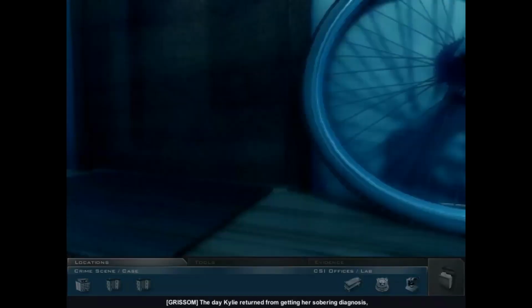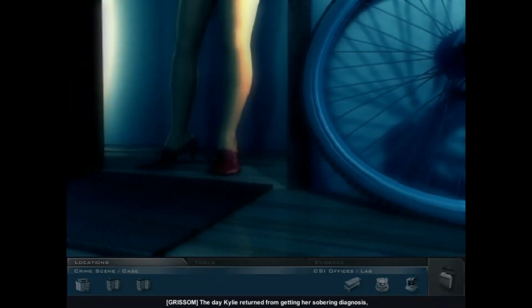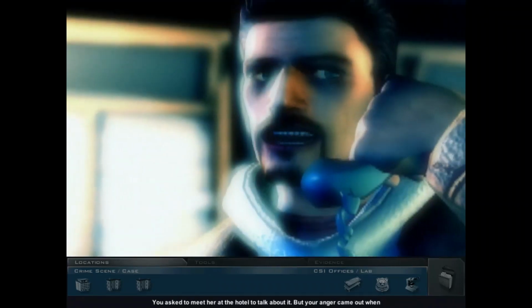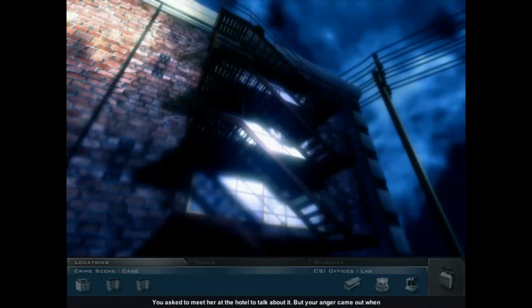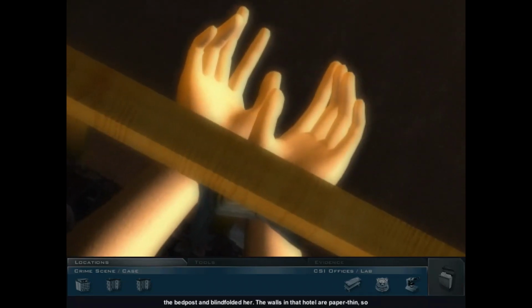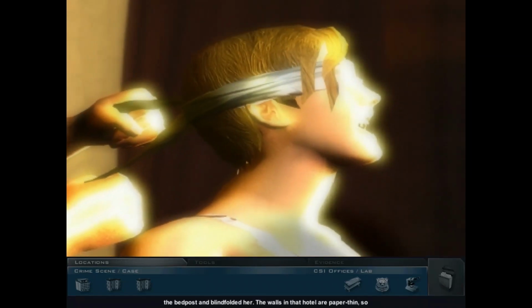Rogers. The day Kylie returned from getting her sobering diagnosis, she did the right thing. She called anyone that she'd had sexual contact with. You asked to meet her at the hotel to talk about it, but your anger came out when she arrived. Kylie scratched you, defending herself, so you forcibly tied her to the bedpost and blindfolded her.